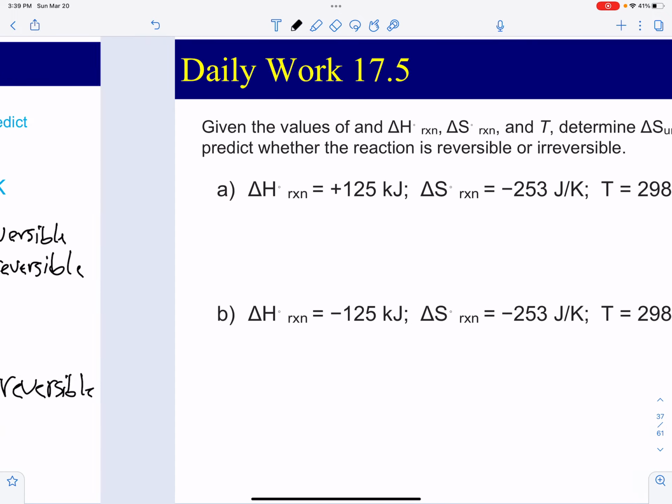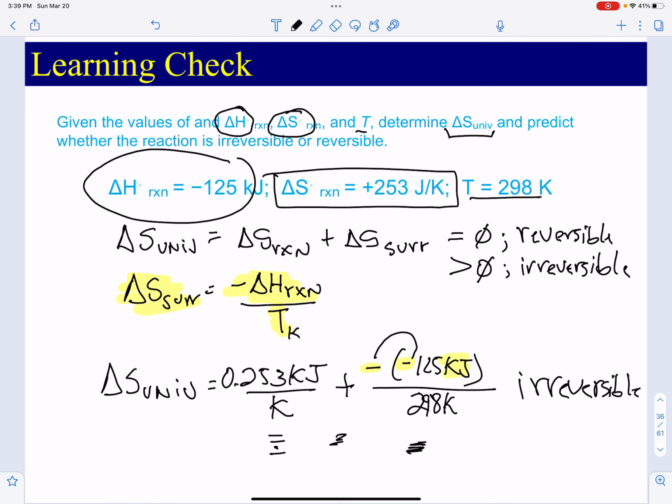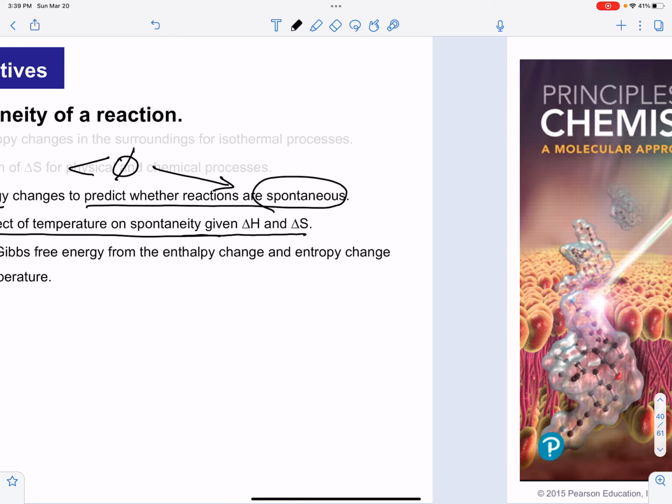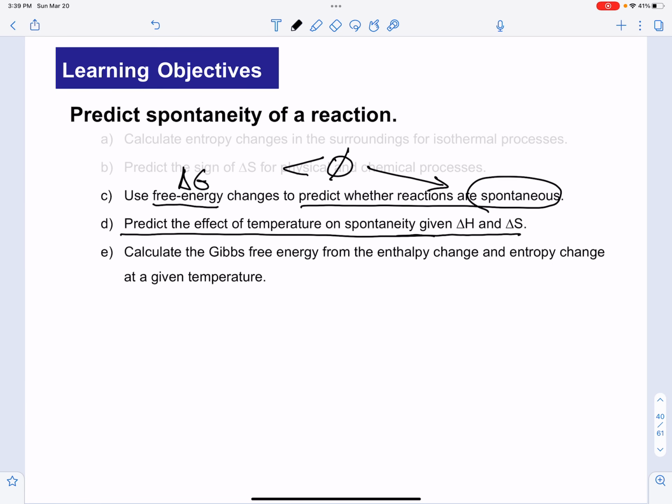So when we did this problem, the temperature here, if it's really big, the number becomes really small. So that can affect if you're going to get positive, negative, or 0. So that's how the temperature is going to affect the entropy of the universe. And then if we know the enthalpy, and we know the entropy and the temperature, can you find delta G? And that's the last problem we did.